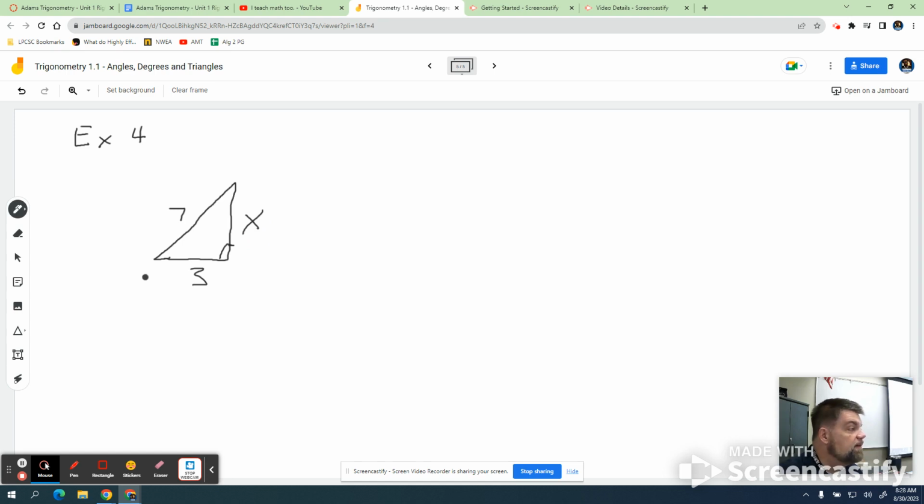Okay. So maybe it's a ladder that's 7 feet long. It's 3 feet away from the house. How tall is the house? Maybe it's a flagpole that casts a shadow. Okay. What do I do?